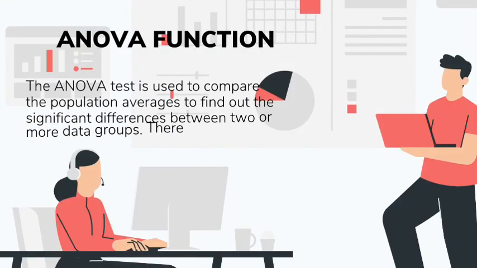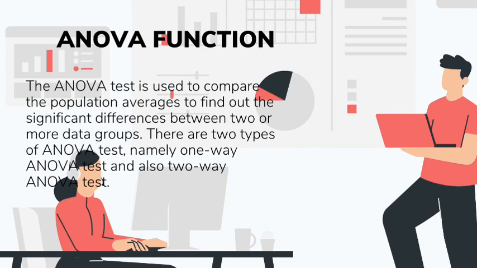Next is ANOVA function. The ANOVA test is used to compare the population averages to find out significant differences between two or more data groups. There are two types of ANOVA tests, namely one-way ANOVA test and also two-way ANOVA test. According to the Statistics Solutions website, one-way ANOVA functions to analyze data that has only one independent variable or is due to one factor. The two-way ANOVA analyzes data that has two independent variables or has a second factor that affects the condition of the population.